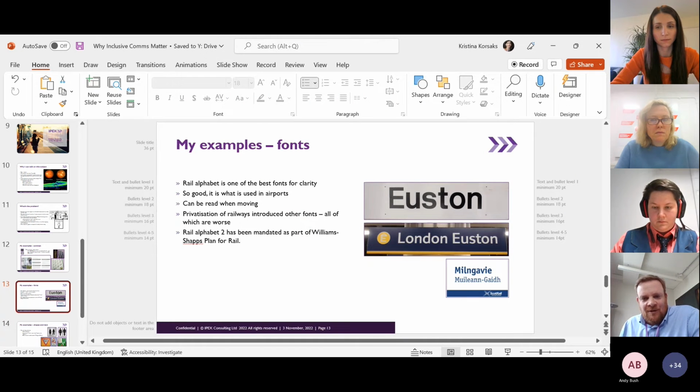And the bottom one, ScotRail, is not great, is the polite way of putting it. You can see the V and the I run together. It's not a helpful font at all for someone who's partially sighted. So the reintroduction of the rail alphabet matters. You will have seen it even if you don't go to a railway station, because most airports around the world use it as well, because it is such a good font.